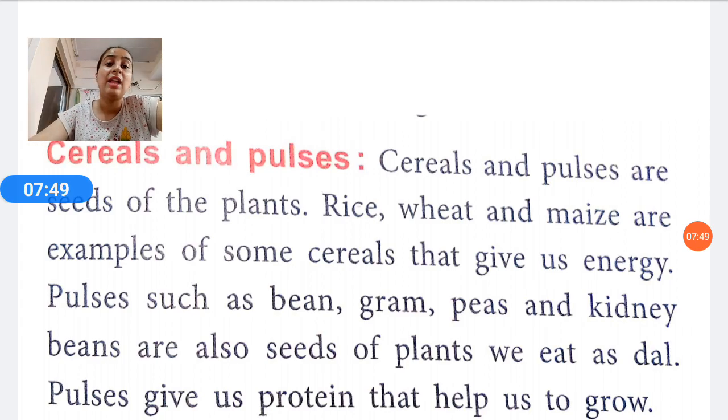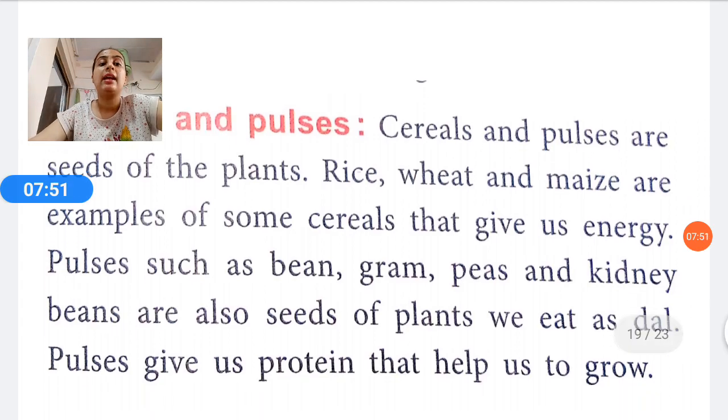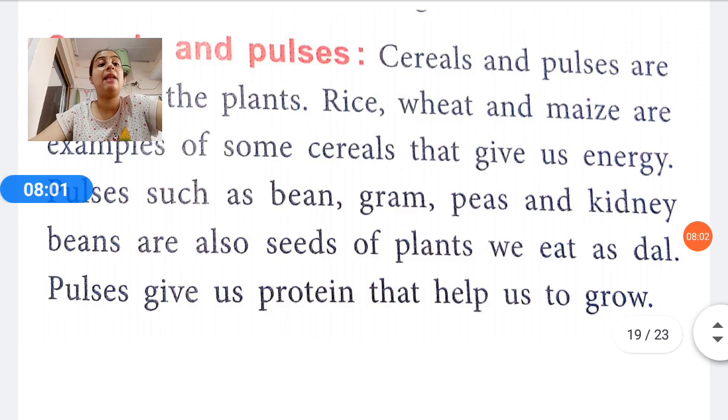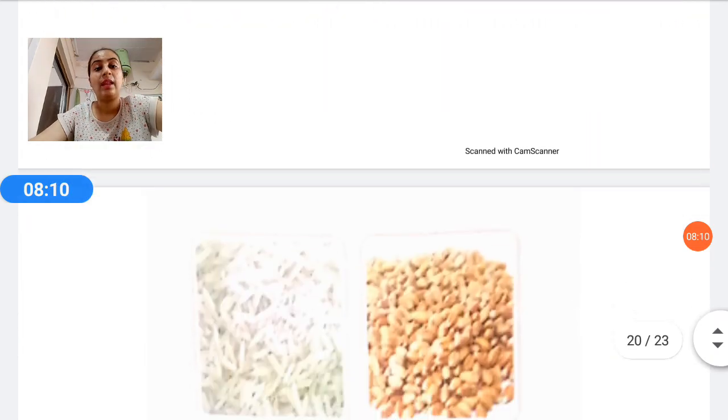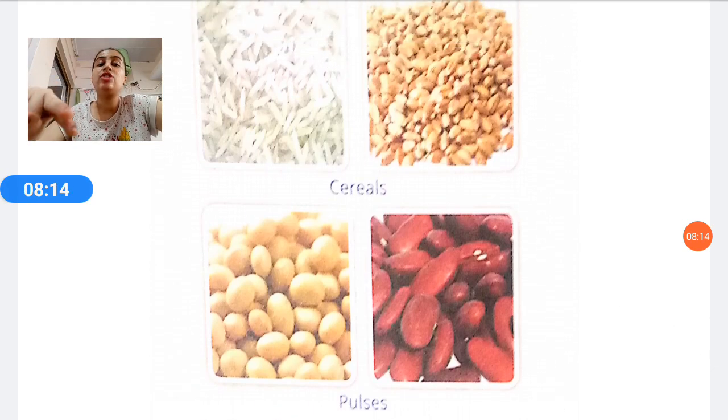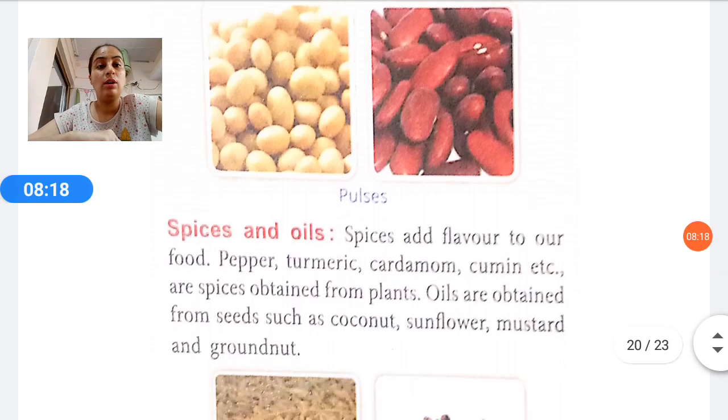Yes, remember. Pulses such as bean, gram, peas and kidney beans, that is rajma. Also seeds of plants that we eat as dal. Pulses give us protein and help us to grow. That's why it is always advisable to eat lots of pulses, because they contain lots of protein that helps us to grow. Can you see the picture of cereals? Any two cereals and two pulses you have to draw in your notebook.